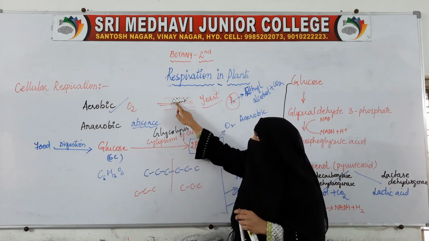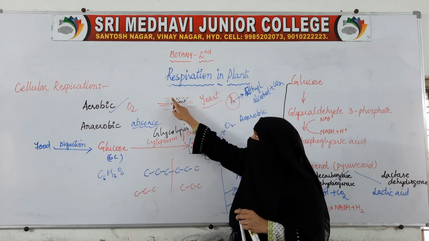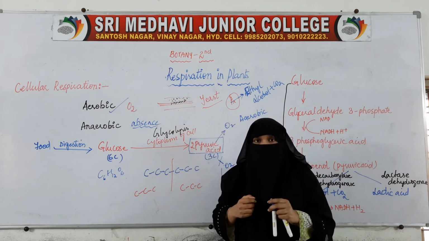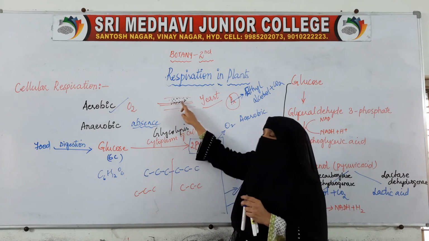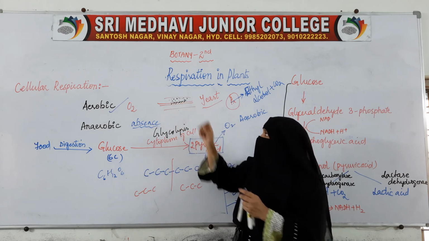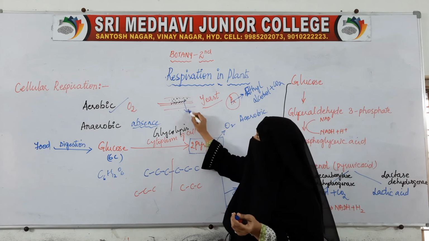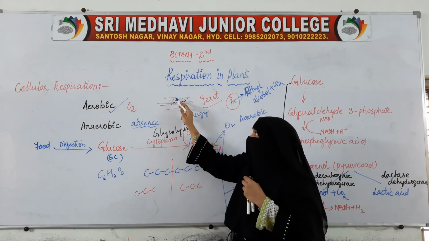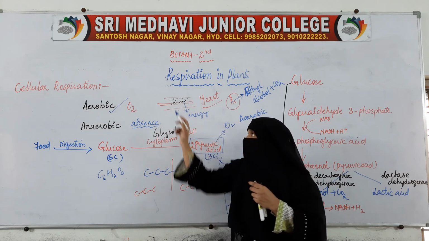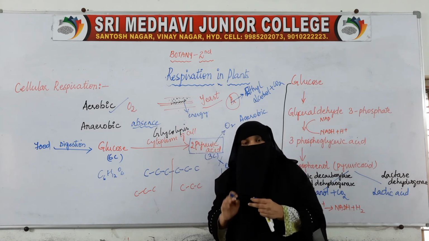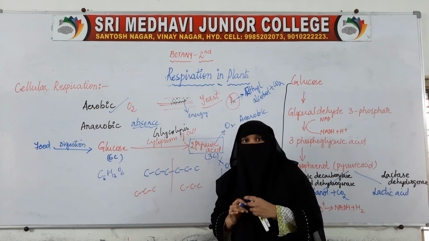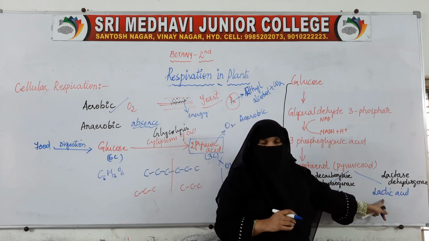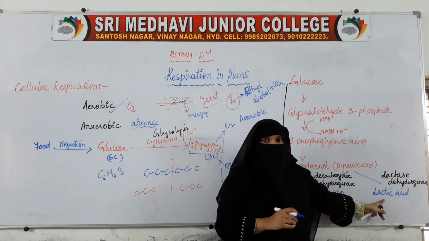So in these cells also, glucose has already changed to pyruvic acid. But these cells will get the oxygen and they will give us the energy. These cells do not get oxygen. What do these cells do? They respire in the absence of oxygen only, and they produce lactic acid.